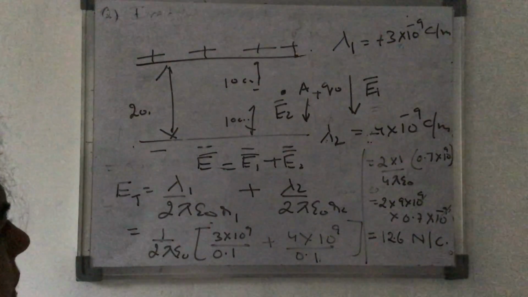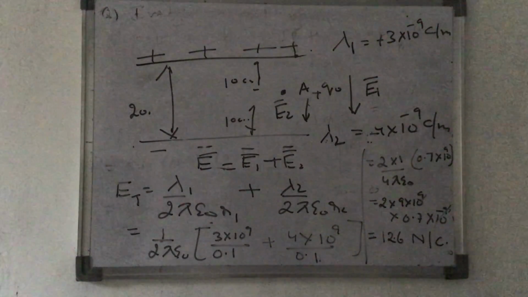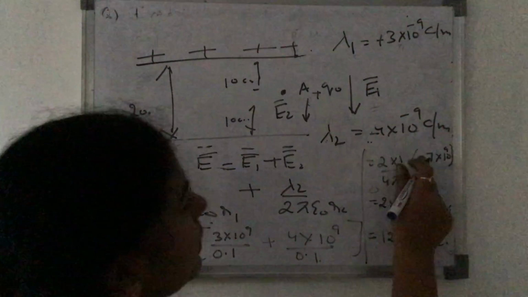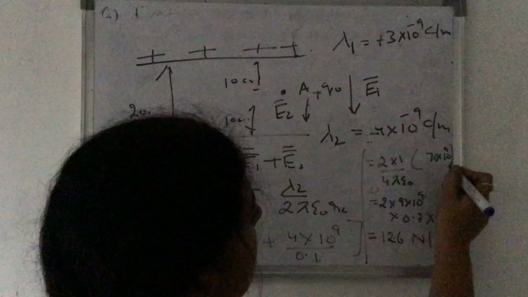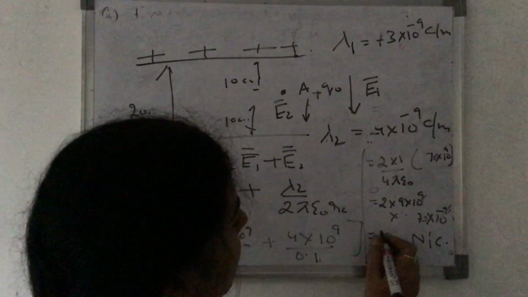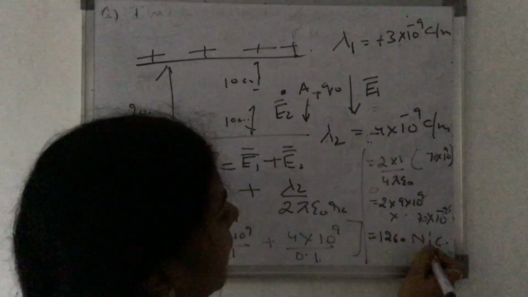0.1 मीटर. 0.1 मीटर. जस्ट अ मिनट. This would have been 0.1. ये 70 हो गया था. 70. This is again 70. So it becomes 1260 न्यूटन पर कूलम.